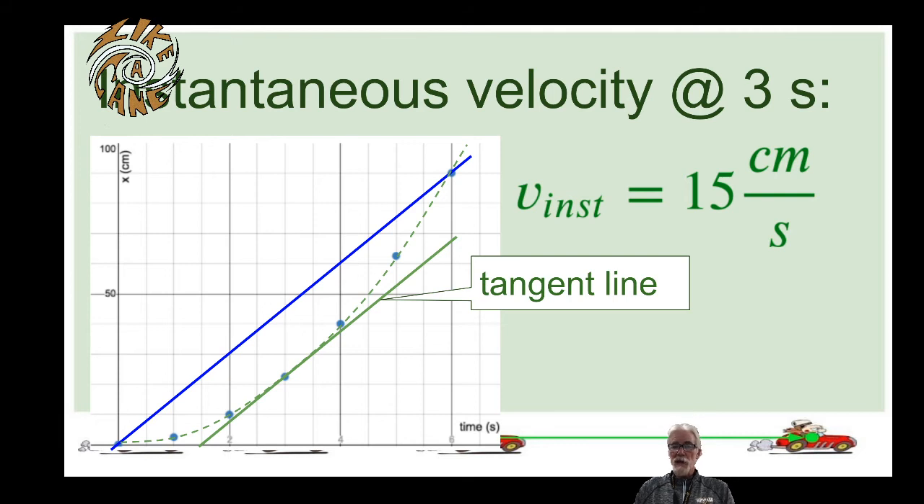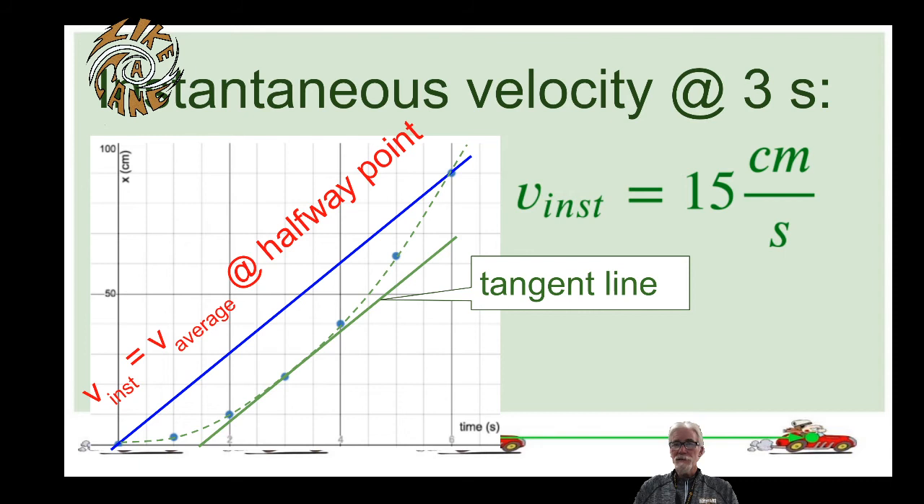So right at 3 seconds, that is the time when we are going the average speed of the whole entire interval. So the main lesson of this is the instantaneous velocity, the actual velocity at an instant in time, is equal to the average velocity when you're halfway through the motion.